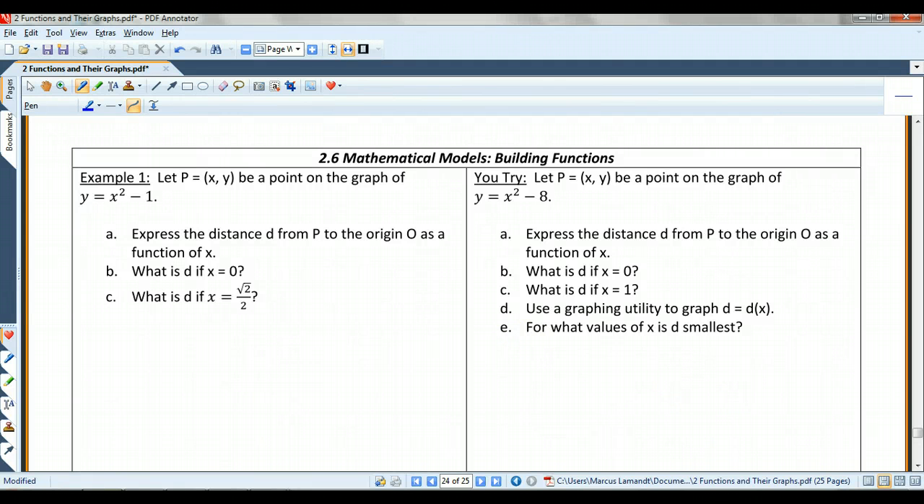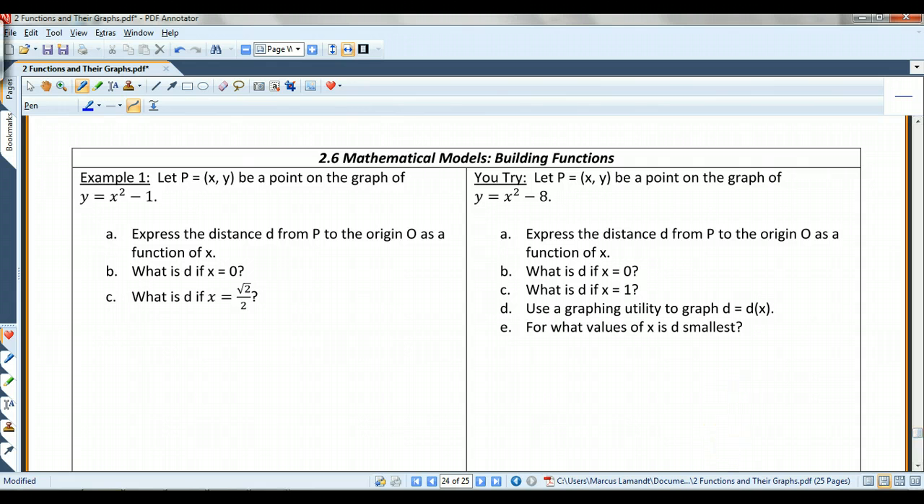Alright, if you guys could please turn to 2.6, Mathematical Models: Building Functions. Example 1. Let P = (x, y) be a point on the graph of y = x² − 1. Express the distance from P to the origin as a function of x.